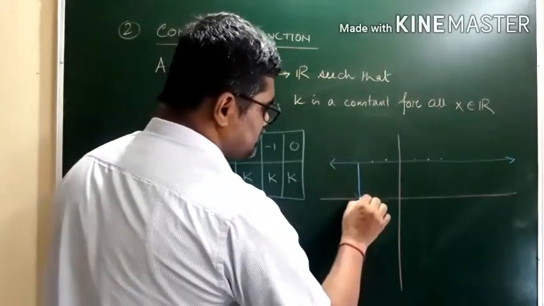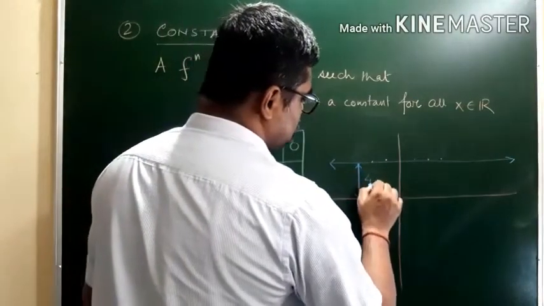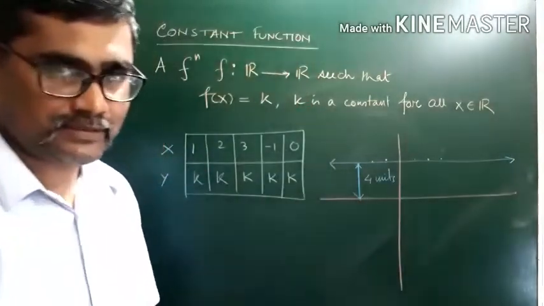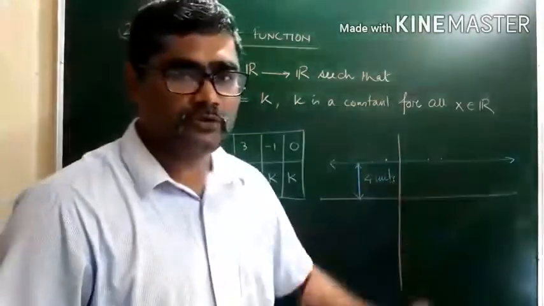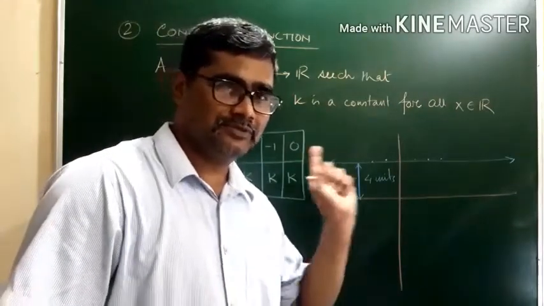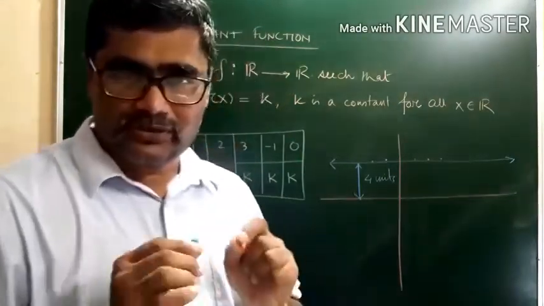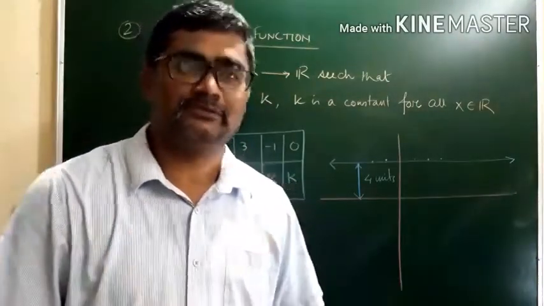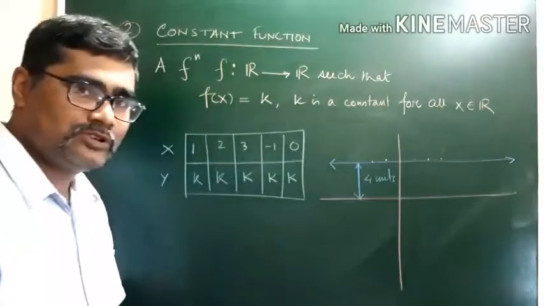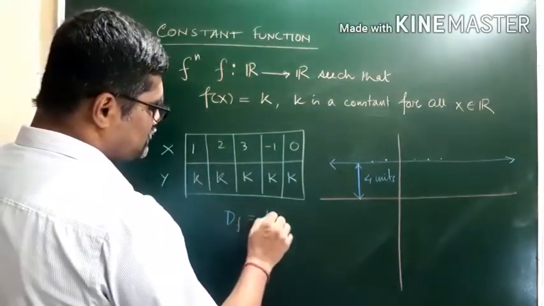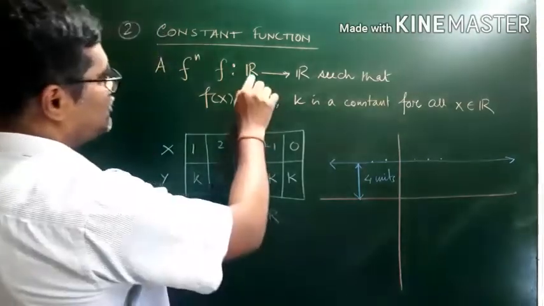And this distance is how much? Always 4 unit here. In my case, example. What do you observe here? You observe that the line is parallel to x-axis. So, constant function's graph is always parallel to x-axis. Now you come to the domain and the range. What is the domain? Domain of the function is the real number itself. This whole thing.